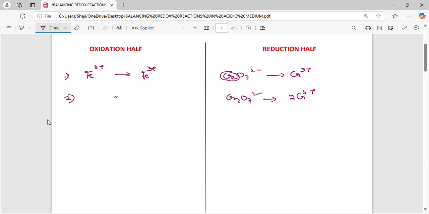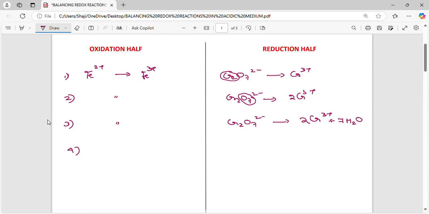Now in step number 3, we have to balance the oxygen atoms. There is no oxygen atom in the oxidation half, so there is no change in that. But in the reduction half, you see there are 7 oxygen atoms. To balance 7 oxygen atoms, we need to put an equal number of water molecules on the opposite side, which is the right side. We are adding 7 H2O. So now oxygen is balanced.